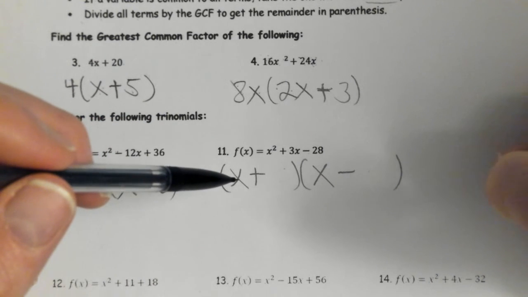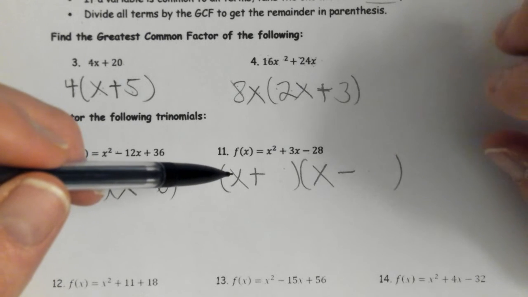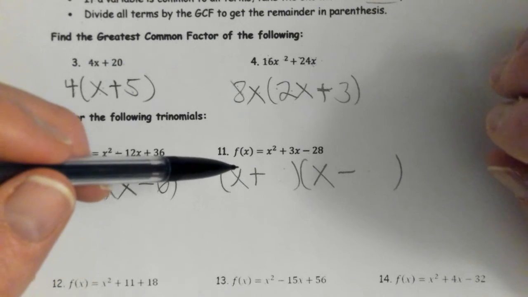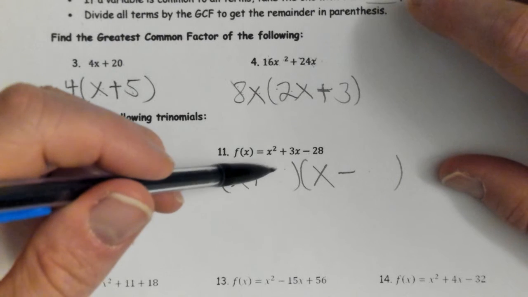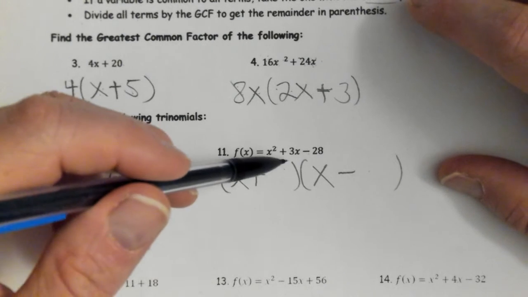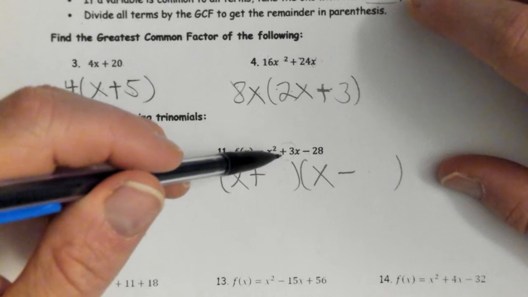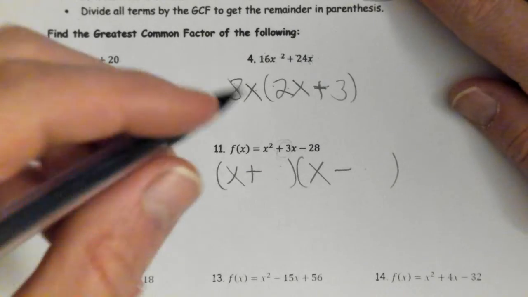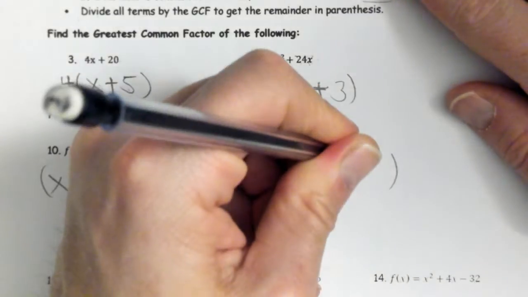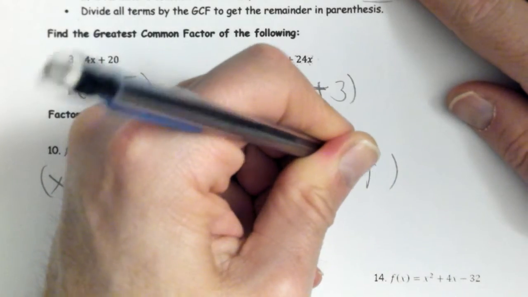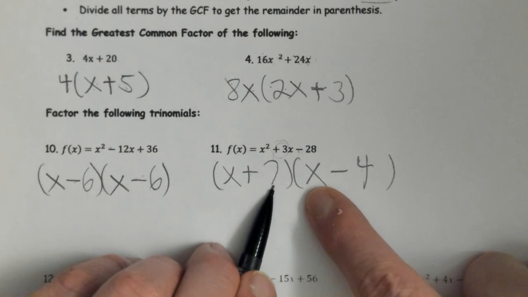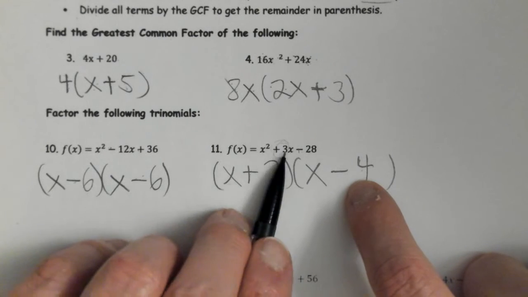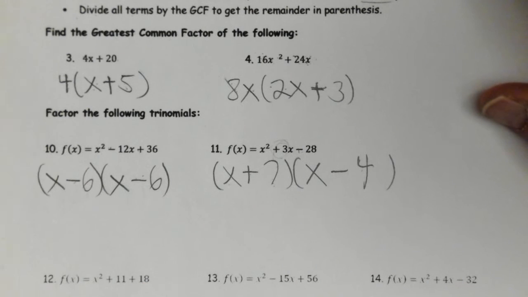Alright, so let's think about the factors of 28. What times what is 28? The first thing that comes to mind is 7 times 4, and then 7 minus 4 is 3, so those will work. Now I need to decide whether my 7 should be with the plus or with the minus. The number in the middle term is positive, so that means I need the biggest of the two numbers to be positive. So the 7 goes here and the 4 goes here. Double checking, 7 times negative 4 is negative 28, and 7x minus 4x is 3x in the middle. So we're in good shape.